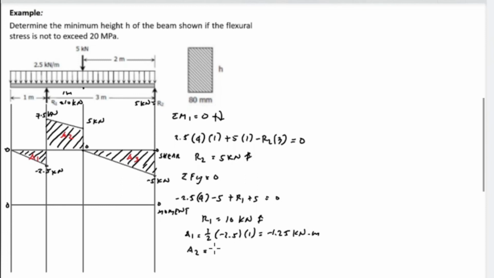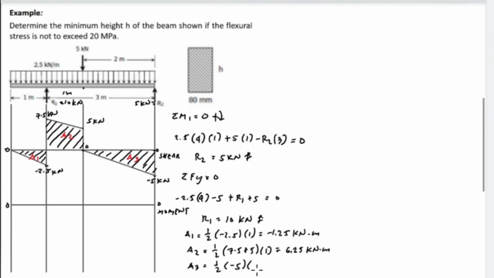Next, area 2. Area 2 is a trapezoid, so the formula is 1/2 times the summation of bases b1 plus b2 and multiplied by height, or 1/2 of 7.5 plus 5 and multiplied by the distance, which is also 1 meter. So 7.5 plus 5 and then divide by 2, the value is 6.25 kilonewton meter.